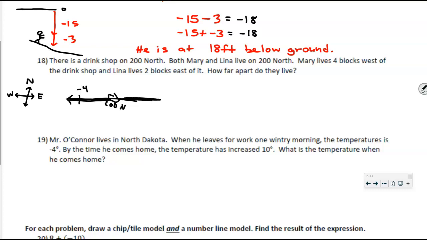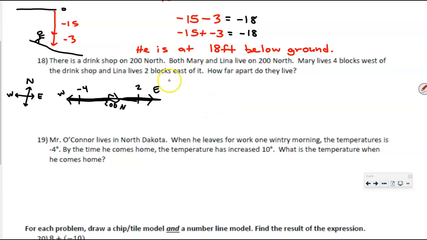And Lena lives 2 blocks east of it. This is going to be east. So it's going to be not just 2, but a positive 2 if we're on the positive side. East and west are opposite directions, so I should be using positive and negative numbers to show that.